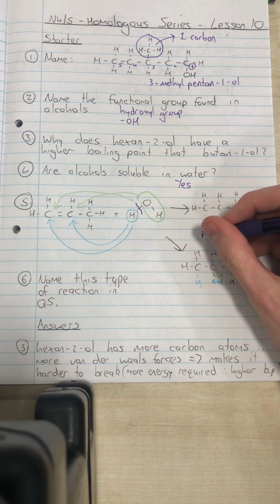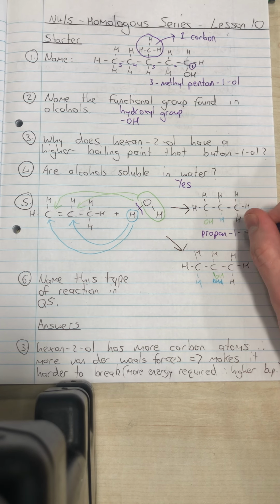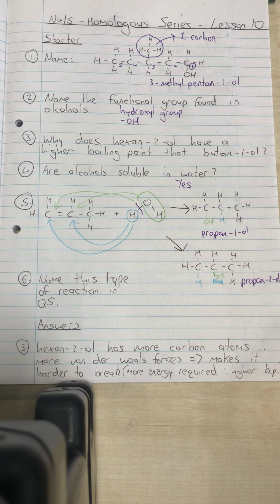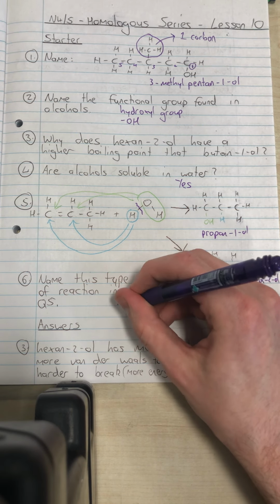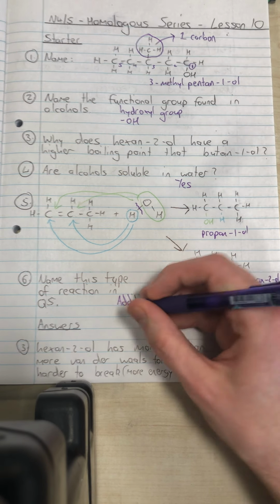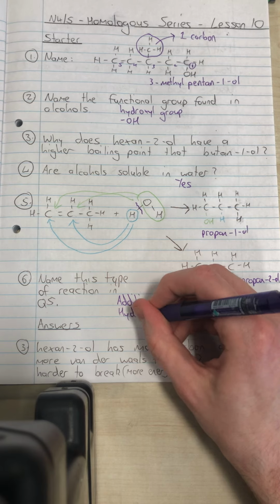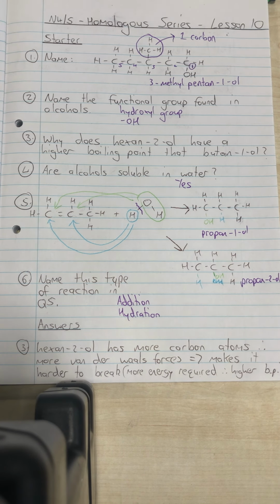Okay, so if you wanted to name them, that would have been propan-1-ol, and that would have been propan-2-ol. So these two here are isomers. Yeah, remember isomers, same molecular formula, different structural formulae. Okay. Right, and this one here, name this type of reaction found in question 5. You could have said addition or hydration. Okay, addition because we're adding, hydration because it's water. Okay, so you could have said addition or hydration. Right, perfect.